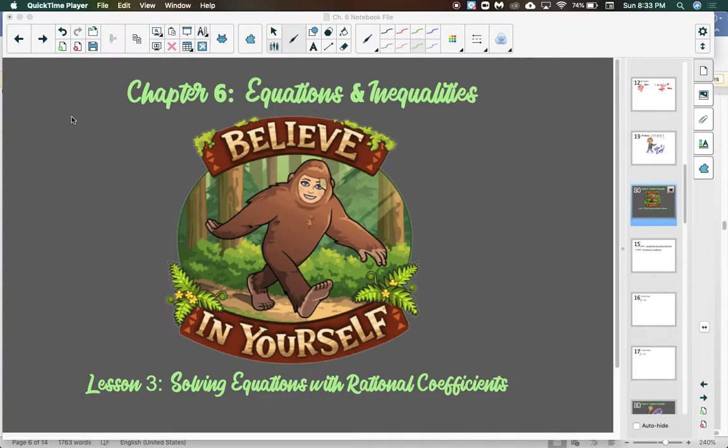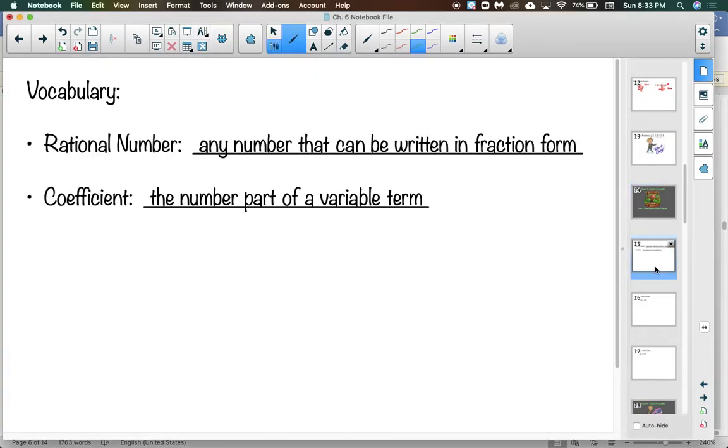Okay, this is Chapter 6, Equations and Inequalities. This is Lesson 3, all about solving equations with rational coefficients. So we've got two old vocab words that are bouncing back to revisit us in this lesson. So let's start with that vocab in a little vocab review.